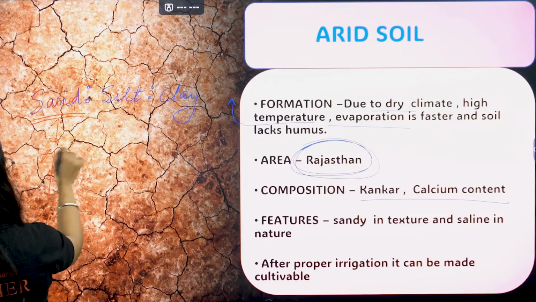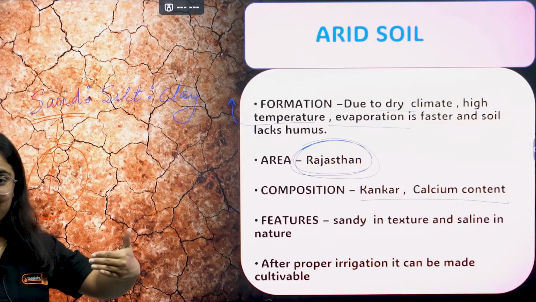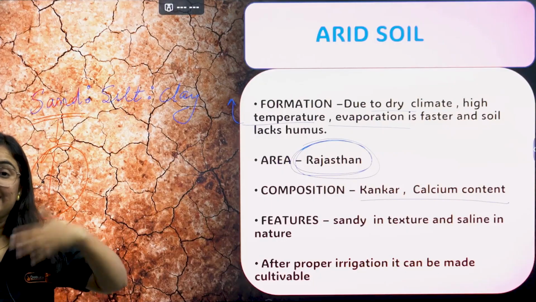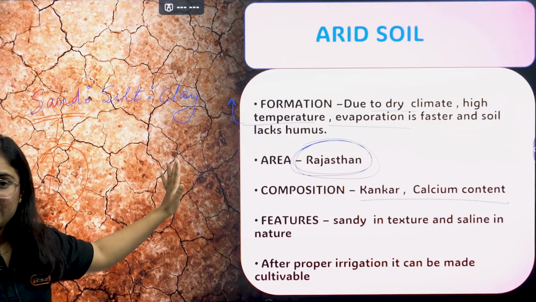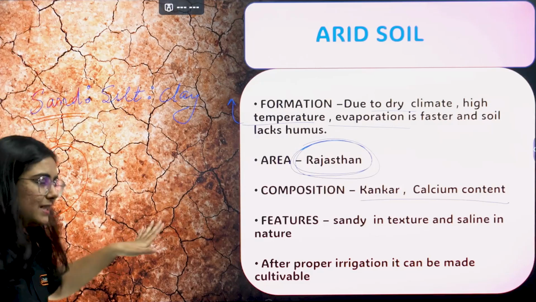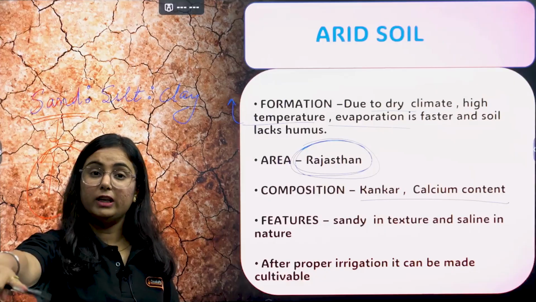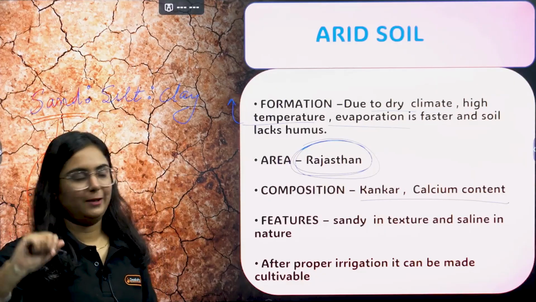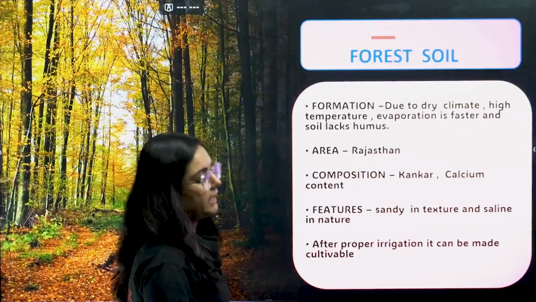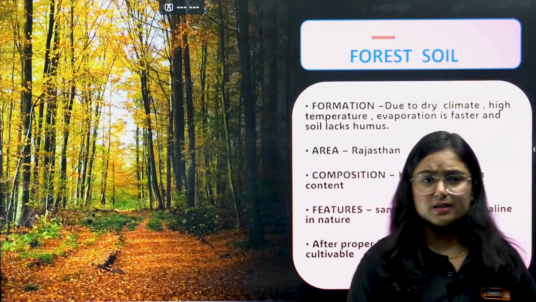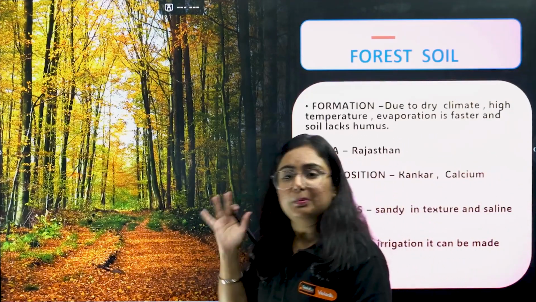Whenever this sand is more, the soil becomes sandy. Whenever silt is more, silty. And whenever clay is more, clay, that means black soil. Do you remember? It is also known as clayey soil. So this is the proportion. Sand, silt and clay should be in appropriate proportion, which is found in which soil? Alluvial soil. Okay. So features are sandy in texture and saline in nature. After proper irrigation, it can be cultivable, because in western Rajasthan there are some areas where millets are grown, right? Because we have adopted appropriate measures in that region.